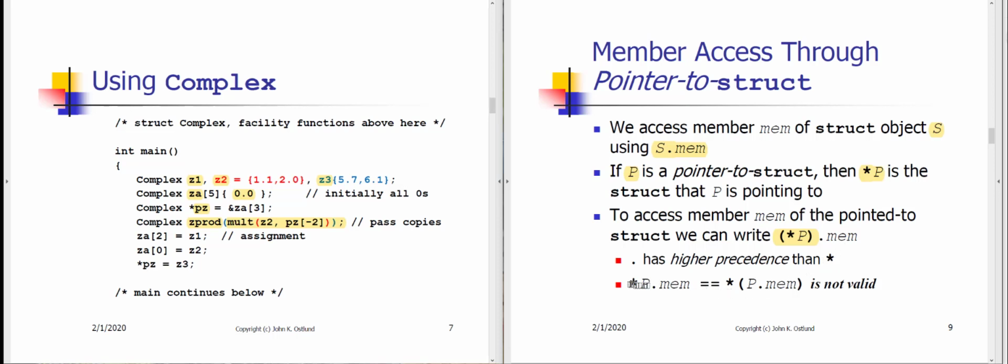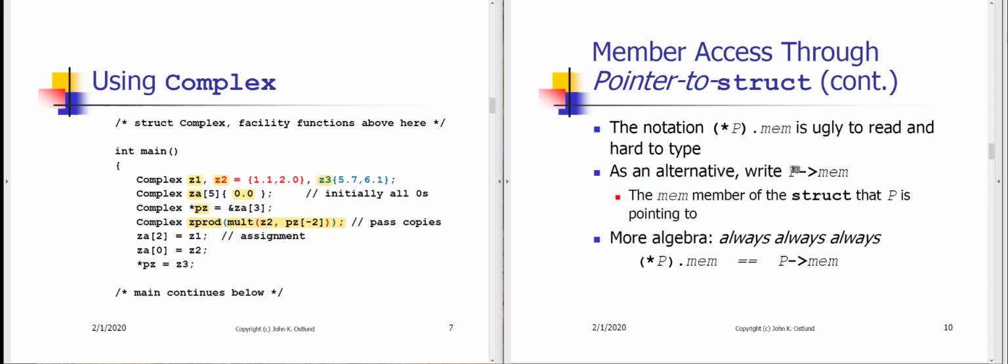Many people forget the parentheses and write code that looks like this, but this fails because this is star of p.mem, and p.mem is trying to access the mem member of a pointer. Now, a pointer doesn't have any members. A pointer only contains an address of something. So p.mem is an error, and the compiler will yell at you if you do this. You've got to remember to use the parentheses around the star p if you want to use the dot mem to access the member of the pointed to structure.